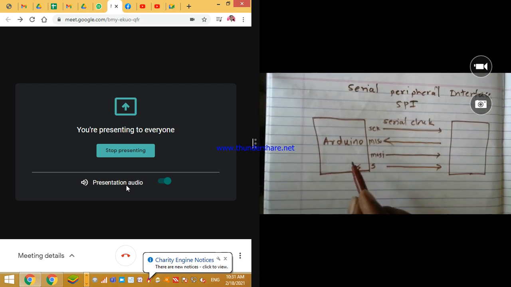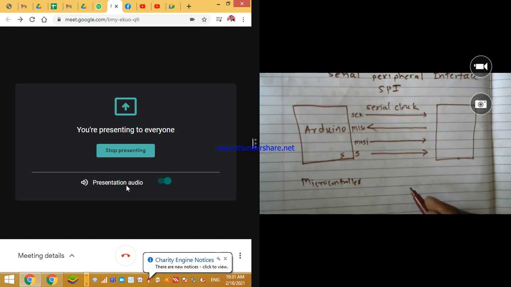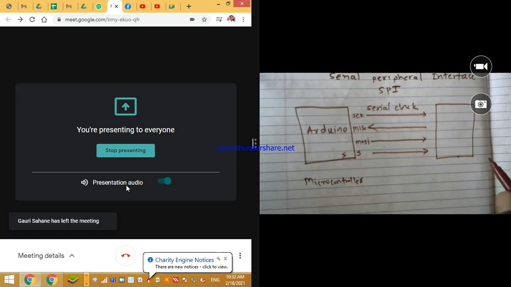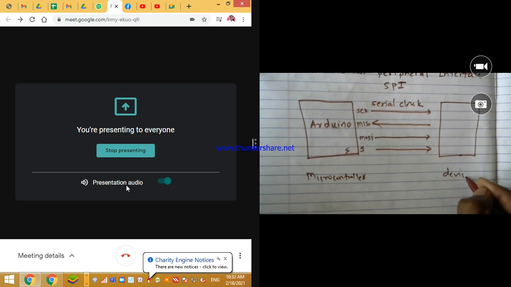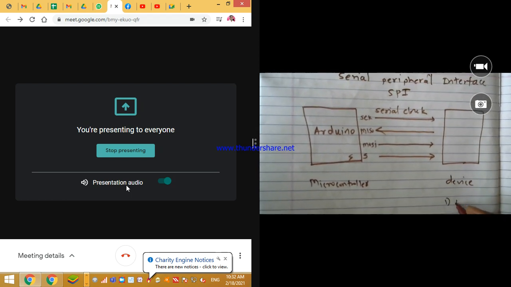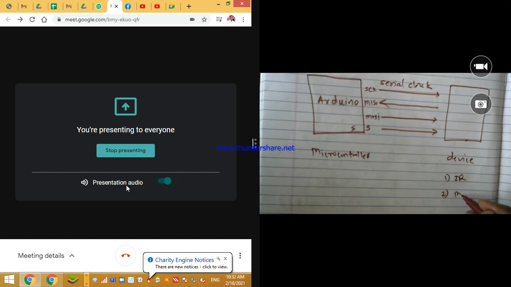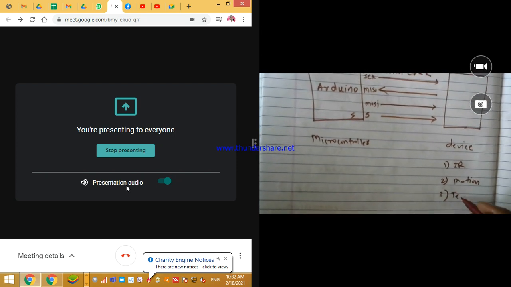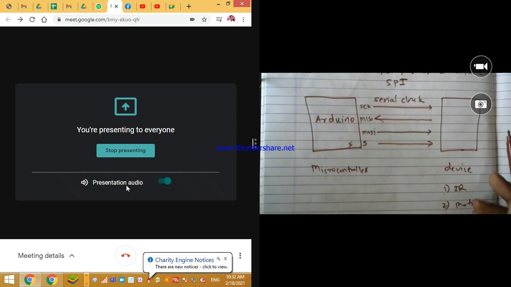Let's consider this block diagram as an Arduino or microcontroller which is working according to the data coming from this device. This device may be an IR sensor, maybe a motion sensor, maybe a temperature sensor. It may be anything. Let's consider it as a device.